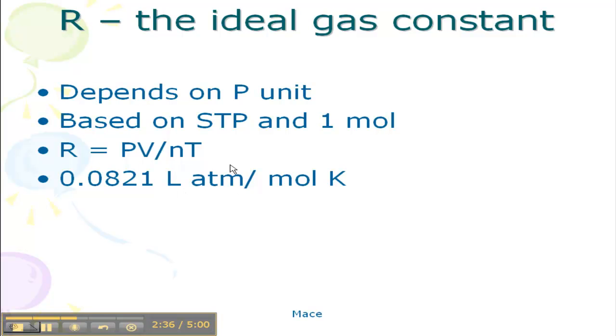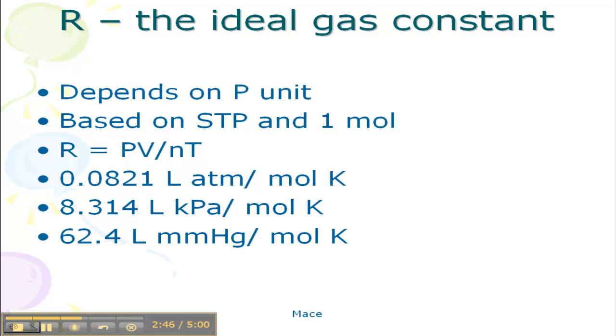So if your pressure is in atm, your R value is 0.0821. If your pressure value is in kPa, you use 8.314. And if your unit is millimeters of mercury or torr, remember those are the same, you use 62.4 liters. So how in the world are you supposed to know all these? Of course, you do not have to sit down and memorize them. You're going to get out your handy dandy little reference packet.